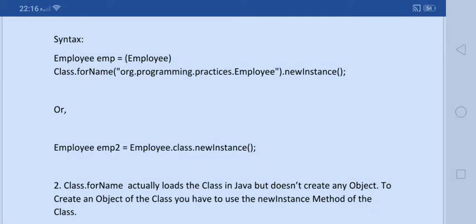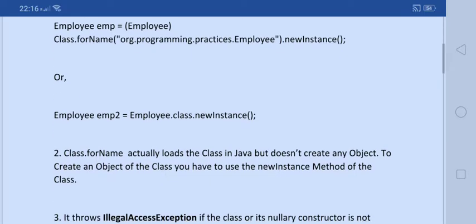We have a forName method in the Class class. For that method we have to pass the complete path of the class for which we need to create an instance. So the forName method inside the Class class will load the Employee class. It won't create an object. So then we need to call the newInstance method on it. It will create an instance of the Employee class. This is the syntax to create an object using the newInstance method inside the class with the name Class.